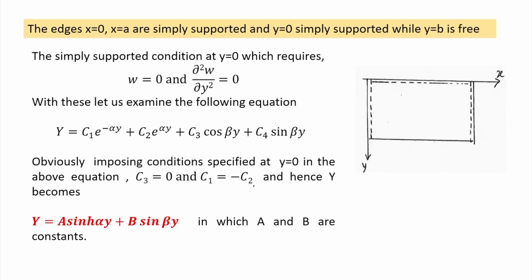In the earlier case, we assumed that the other two opposite edges are fixed. But here we will assume that at y equal to 0, the edge is simply supported, whereas at y equal to b, the edge is free. So that is a very interesting boundary condition. Here it is simply supported, here it is free.